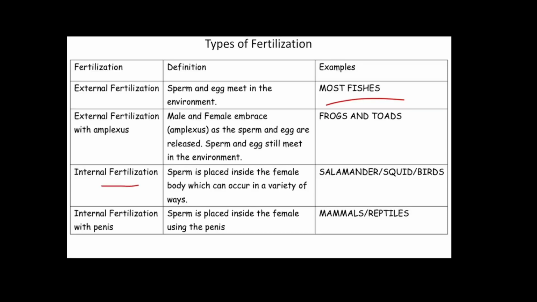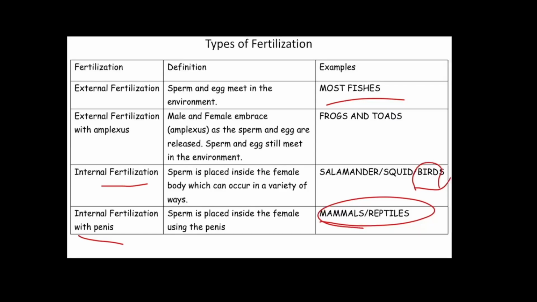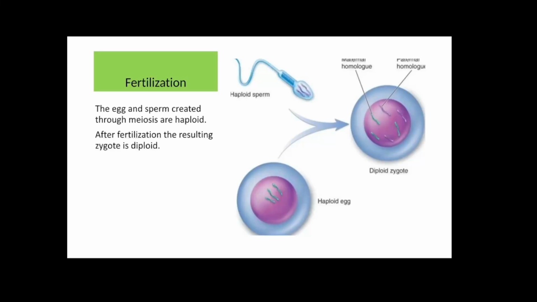Internal fertilization, the sperm is placed inside the female, and this can happen in a variety of ways. We see this with birds, for example. But internal fertilization with a penis would only occur, of course, in more formed organisms that have that structure, such as mammals and reptiles. The sperm is placed inside the female using the male genitalia. So again, in fertilization, the sperm meets the egg, and we go from 23 and 23 to the zygote with 46.